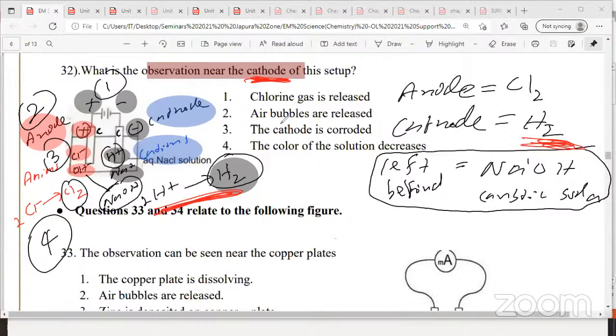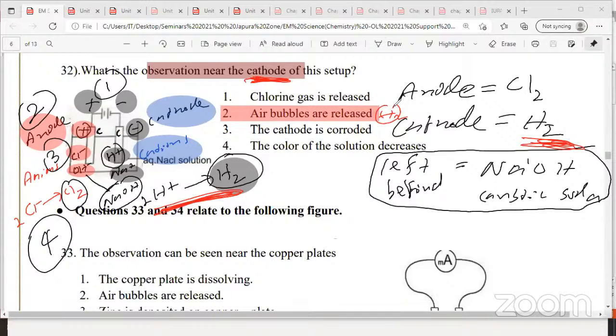What is the best answer? Chlorine, no. Cathode is corroded, no. Color of the solution: NaCl solution has no color, so there is nothing to say about the color of the solution. NaCl solution has no definite color. So the answer is the second. Air bubbles are released. What is this air bubble? Hydrogen gas. If you want to write it here, hydrogen bubbles are coming out near the cathode.